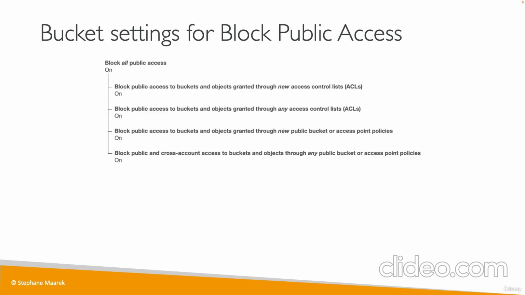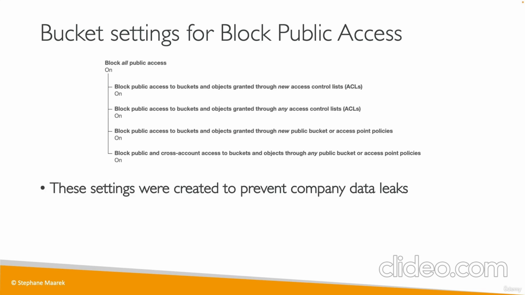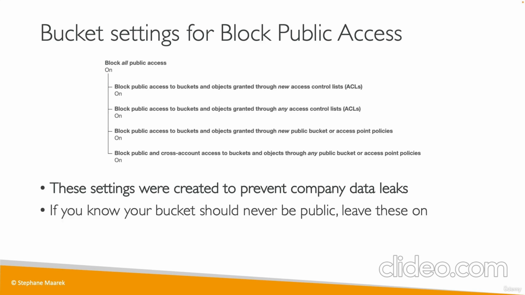Other security settings you need to know about are the bucket settings for block public access. So this is what we set to on when we created the bucket. And these settings were invented by AWS as an extra layer of security to prevent company data leaks. So even though you would set an S3 bucket policy that would make it public, if these settings are enabled, the bucket will never be public. So this is to prevent data leaks. So if you know that your bucket should never be public, then leave these settings on and you have a level of security against people who would set the wrong S3 bucket policy. And if you know that none of your S3 buckets ever should be public, then you can set this at the account level. Okay, so that's it for S3 security.